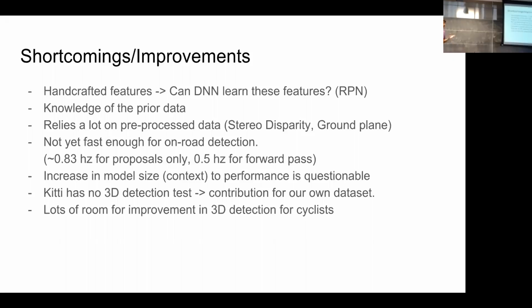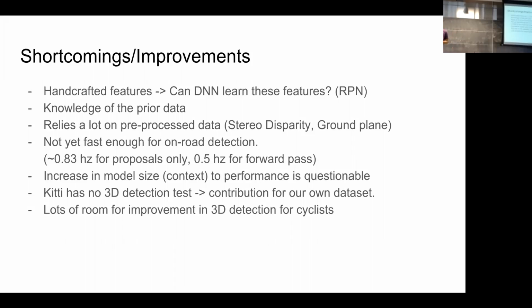And one thing I noticed while reading the paper is that KITTI has no actual 3D detection test benchmark. All they do is test on the validation set. So if they want to compare with other 3D detection methods, it's hard because there isn't a unified test set. That could be a very good contribution, something we could create for our own dataset. Then finally, there's still a lot of room for improvement in 3D detection for the very hard categories, so small objects and faraway objects.